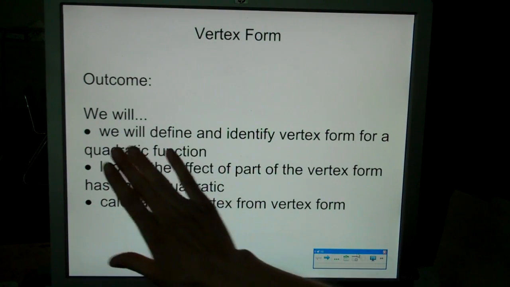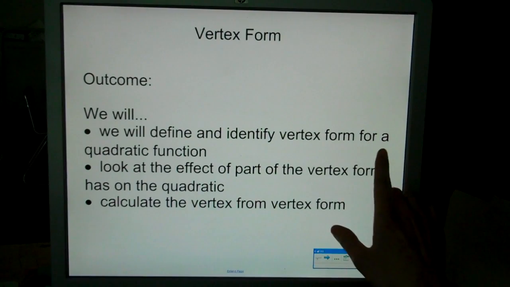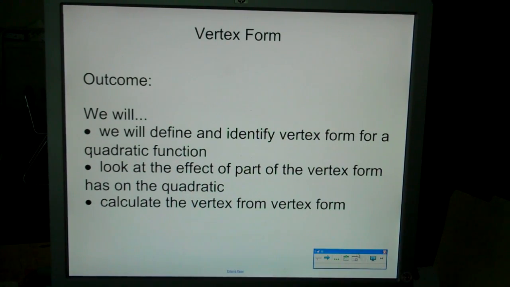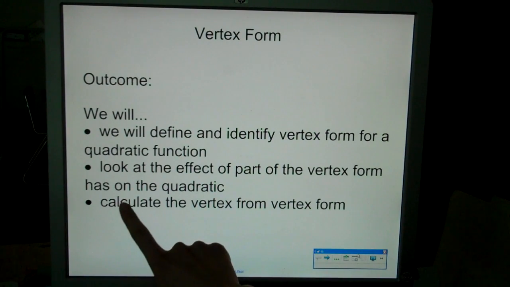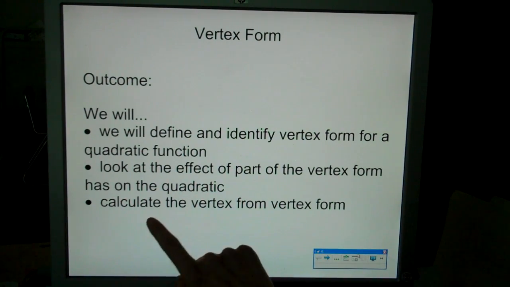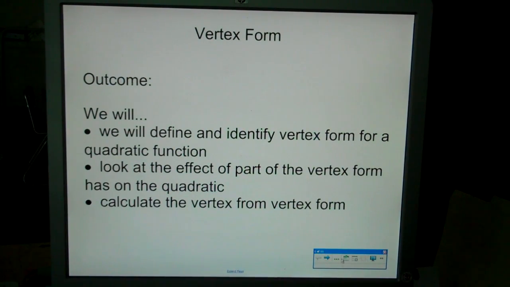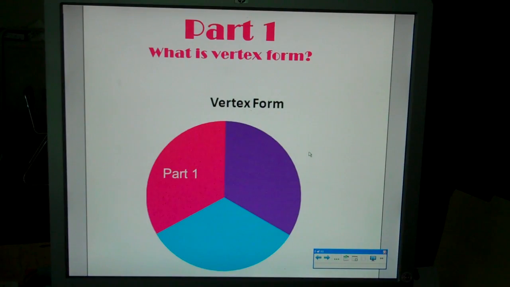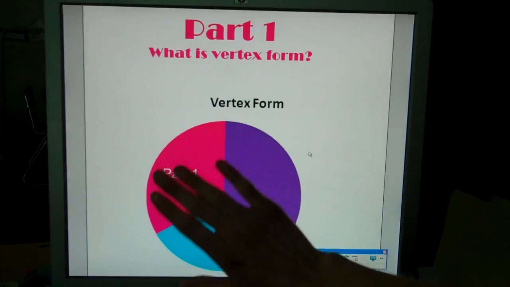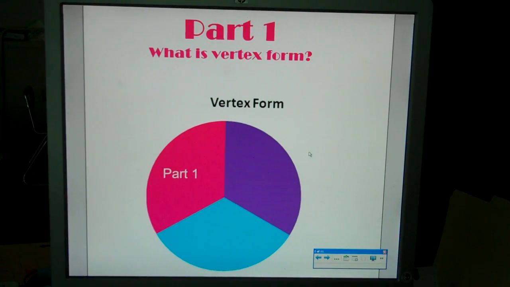Alright, in this video, we will define and identify a vertex form for a quadratic function. We will look at the effect that a part of the vertex form has on the quadratic. And we will calculate the vertex from vertex form. Here we go. Now, I've divided it into 3 parts to break it down. So part 1 is just, what is vertex form? We need to know the formula that we have to memorize.